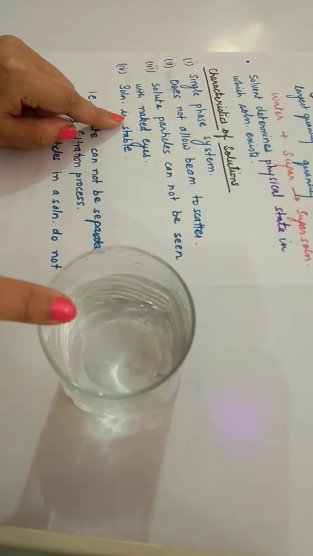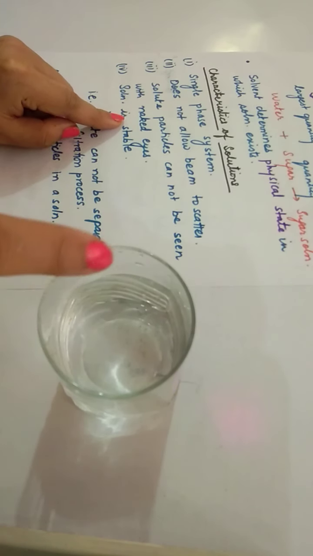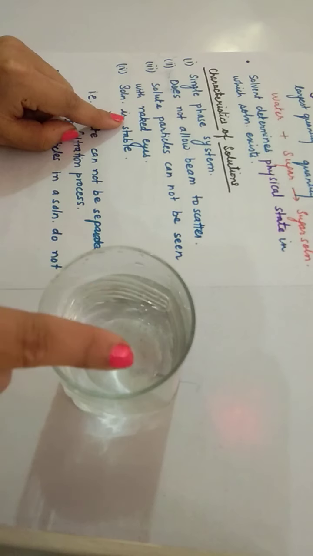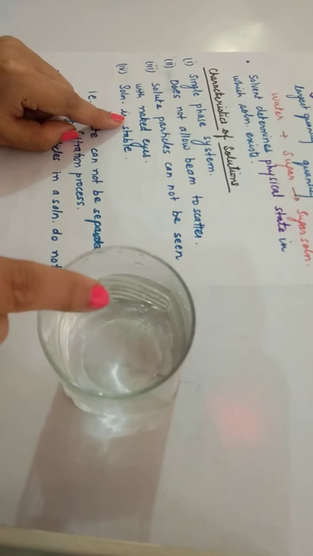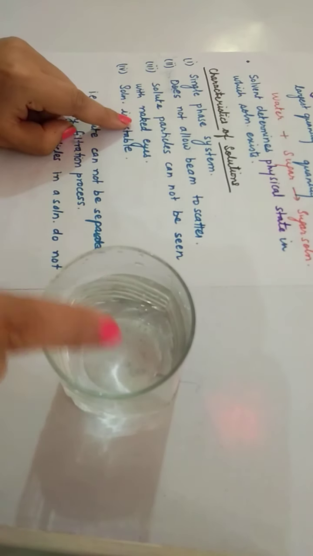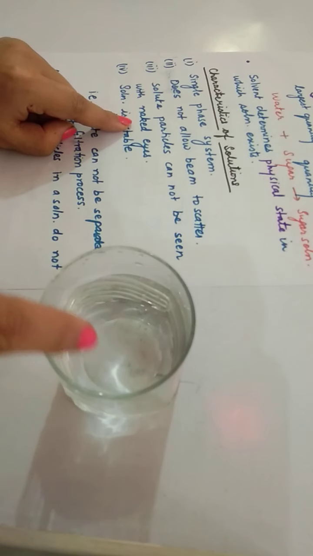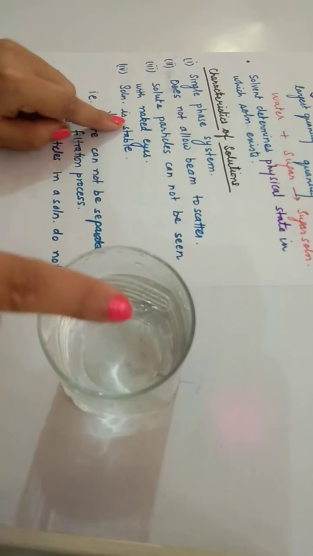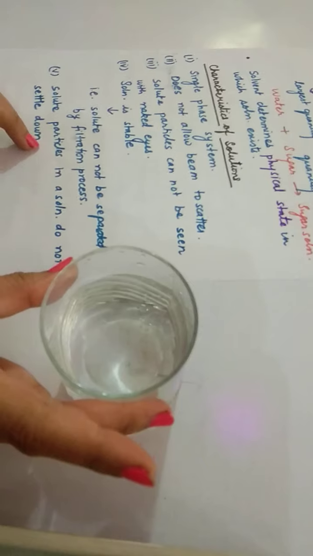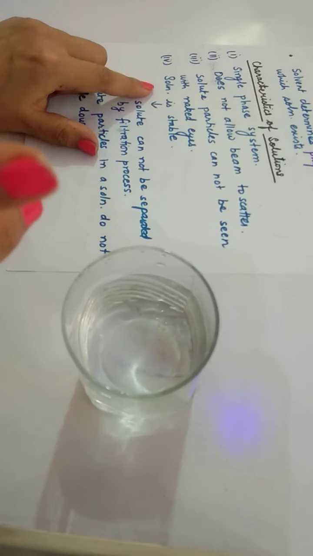If you look into the glass, you cannot see the sugar particles with your naked eyes. It means in a solution, solute particles cannot be seen with naked eyes. You cannot see the sugar crystals in this with your naked eyes. Next, a solution is stable. Now what does this indicate?